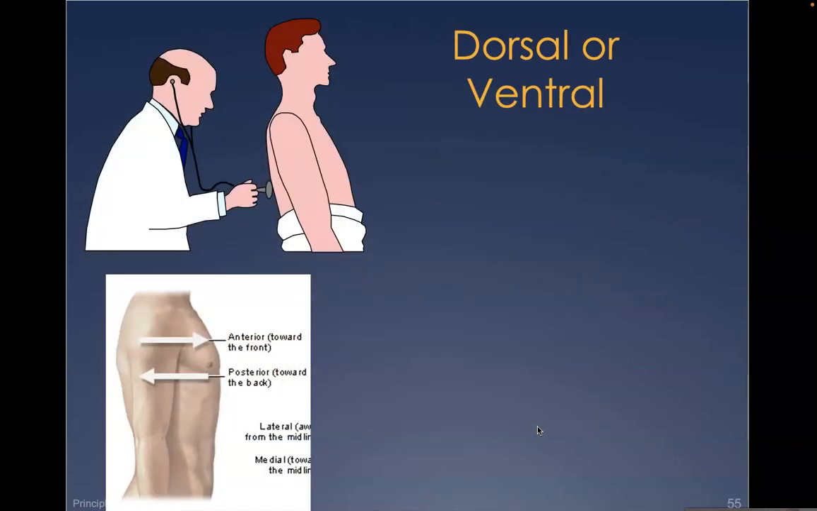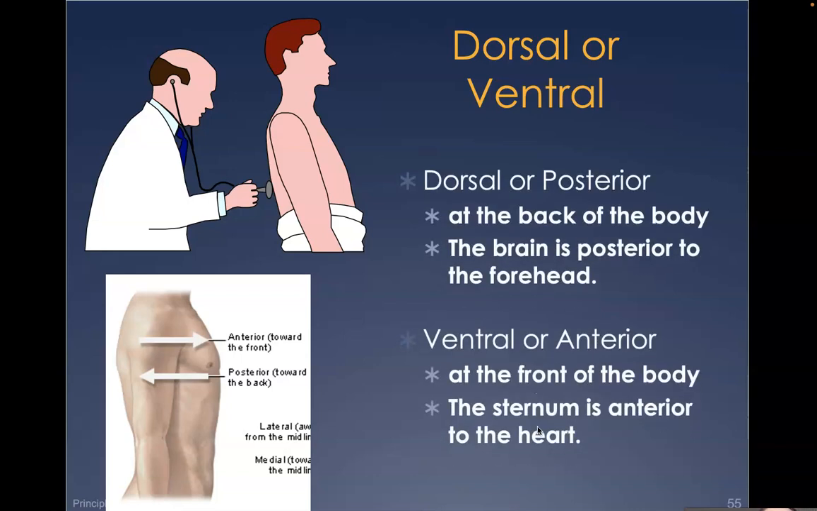And then when we refer to the front versus the back, we're also going to use either dorsal or ventral, or posterior, anterior. Okay, so I'm going to explain what these terms are really quickly, and this one's a little confusing because we use both terms. So anterior and posterior are primarily used with human anatomy and physiology.